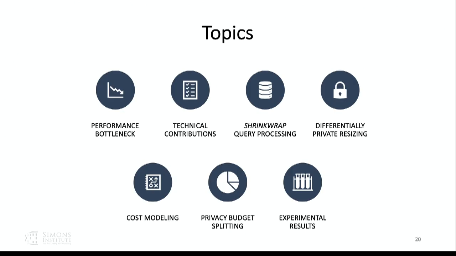All right, so now we're going to the meat of the talk, where we talk about how we apply differential privacy in this setting. First, I'm going to talk about the performance bottleneck to give you intuition about why it's so slow. Then I'll talk about a couple of our technical contributions. Then I'll go into the Shrinkwrap query processing setup and how we're using differentially private resizing, which is the key element here. Then a cost model. As a database person, I love cost models, so we'll talk about that a little bit, and how we use that cost model to split our privacy budget throughout our execution. And finally, some experimental results using real data.